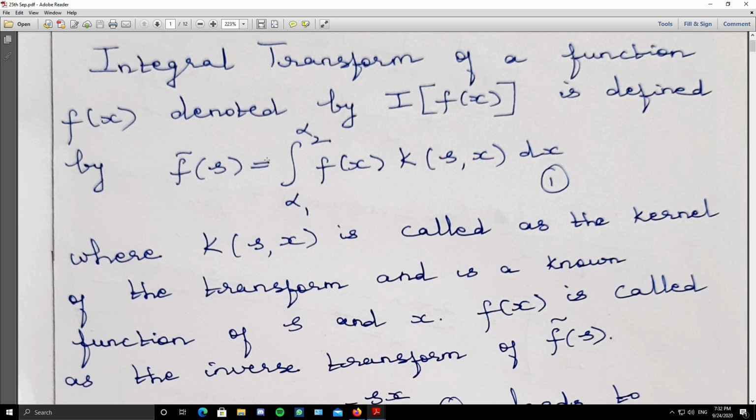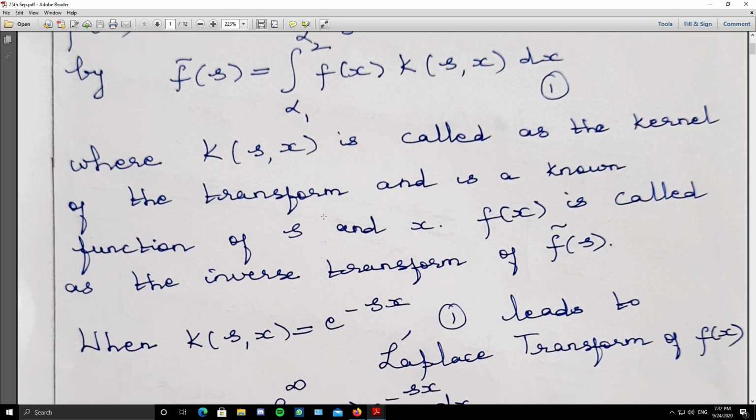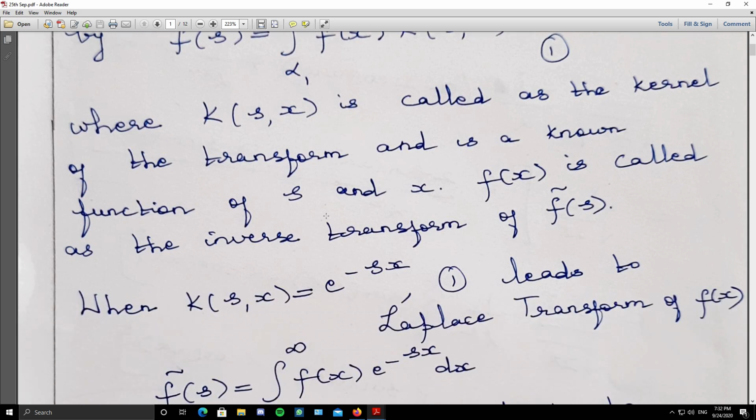F bar of s is called the transform of f of x, the integral transform of f of x, and f of x is called the inverse transform. That is why the integral transform of a function is denoted by I of f of x. So if f of x is known, you can get the integral transform, and you can get back the function from f cap of s itself. While doing problems, you will understand the difference. So as of now, you have learned what an integral transform is.